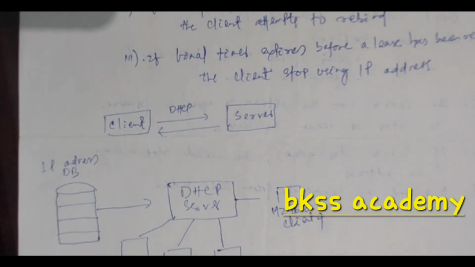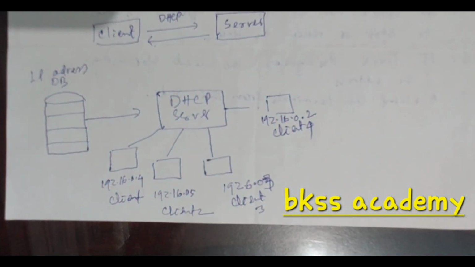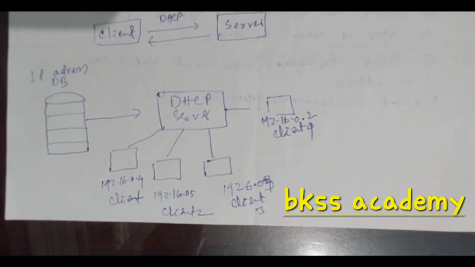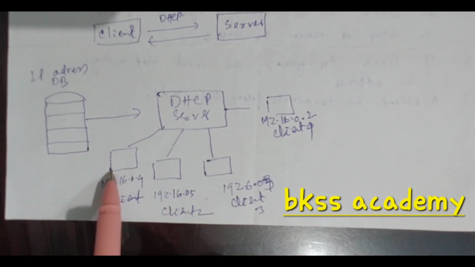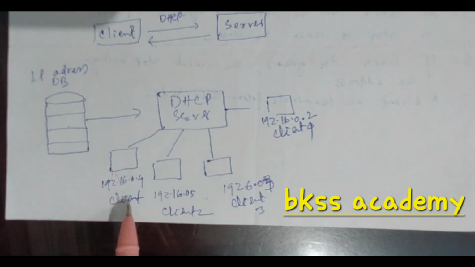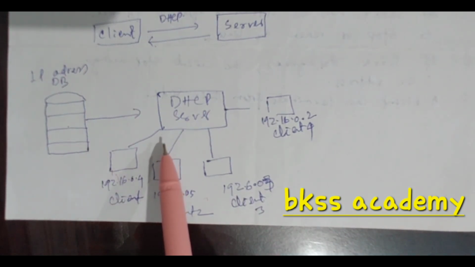So some diagram is here. Client, server, DHCP. Through the DHCP protocol, the client will give the request and the server will return the response. Similarly, IP address, then DHCP server, then these are the client machines. So this is the database. Any request we want, we have to give the request to the DHCP server.